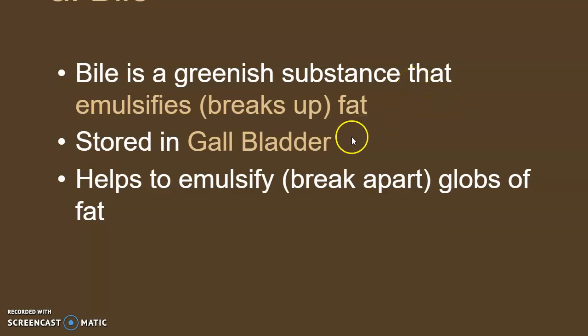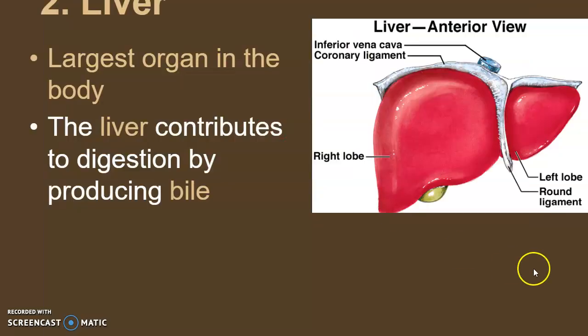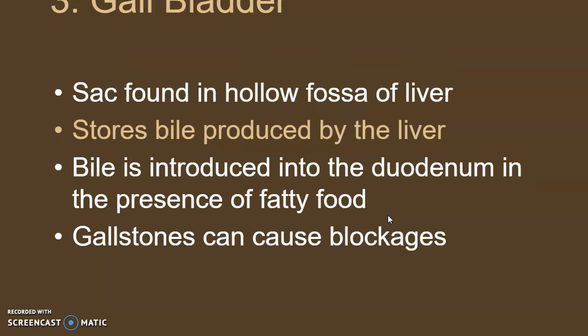It's stored in a little tiny sac that's attached to the liver called the gallbladder. Let's go back here 2 screens, and you see the gallbladder right here just peeking out from underneath the liver. Bile is then introduced into the duodenum, which, remember, is the first part of the small intestine, and it is released when fatty food comes into the duodenum. When fatty food is there, then the gallbladder releases that bile, and that bile emulsifies or breaks up the fats in that fatty food.